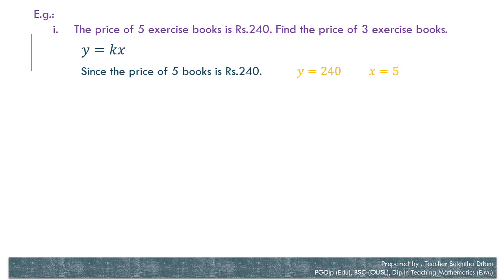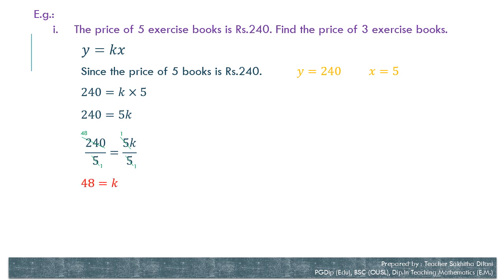Now, substitute these values in this algebraic equation. Y is 240 equals K into X is 5. Now, 240 equals 5K. To find the value of K, divide both sides by 5. When 240 is divided by 5, the answer is 48. On the right hand side, the 5s get cancelled. So, the value of K equals 48.